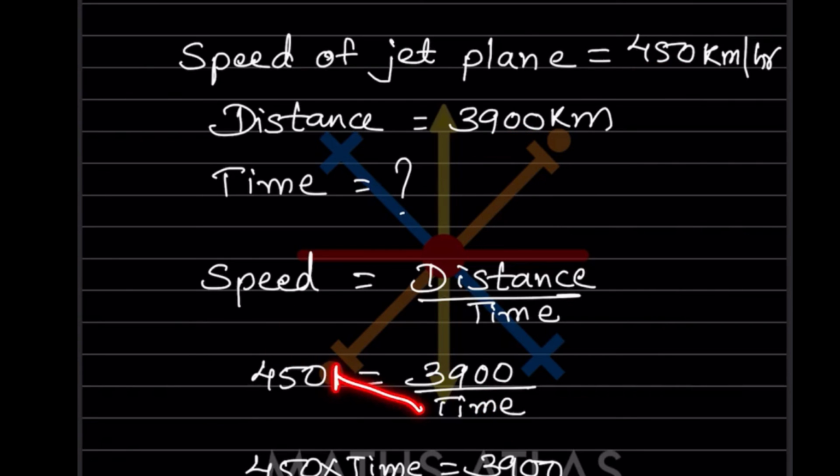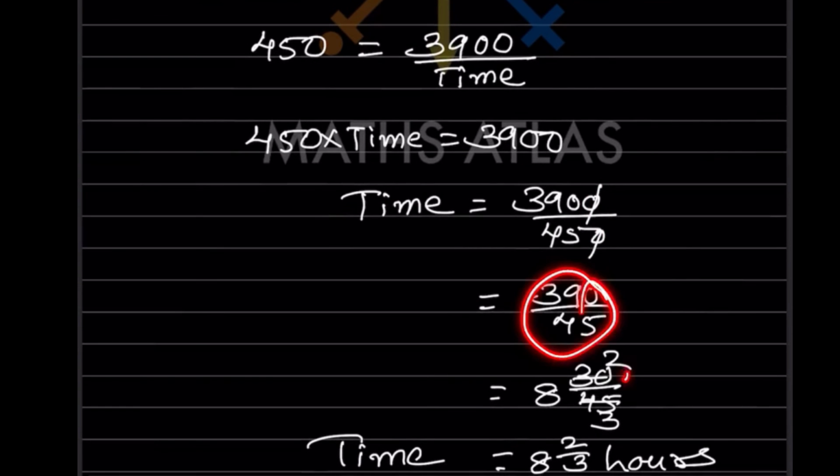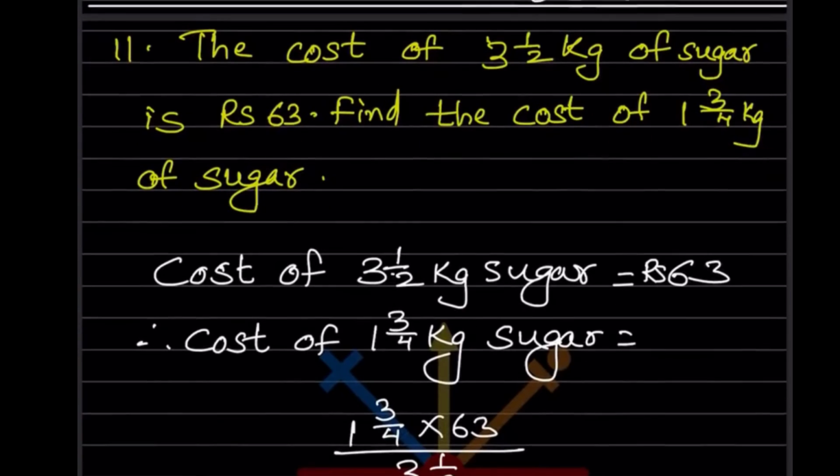So when you multiply this into this, that will be 450 into time, that is 3,900. So we want time is equal to 3,900, this goes on the other side, so that is going to get divided. So this 0 and 0 gets cut, 390 by 45. When you divide this, you get 8 integers 30 by 45. Further we can simplify this one. 15 twos are 30 and 15 threes are 45. So that is going to be 2 by 3. So 8 integers 2 by 3 hours. So this is the answer.